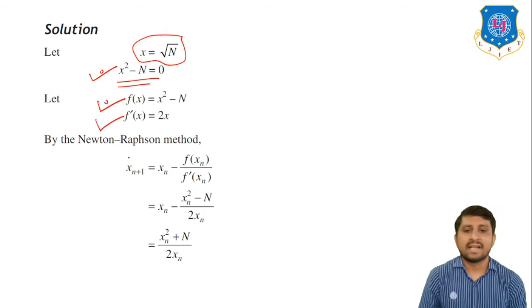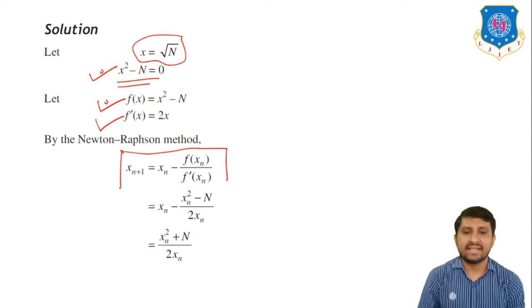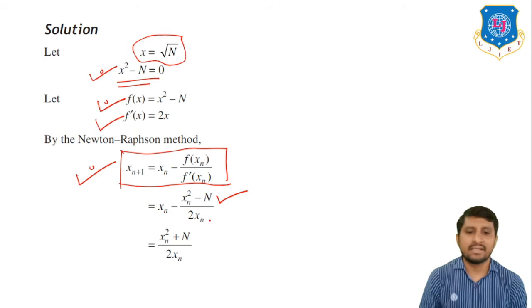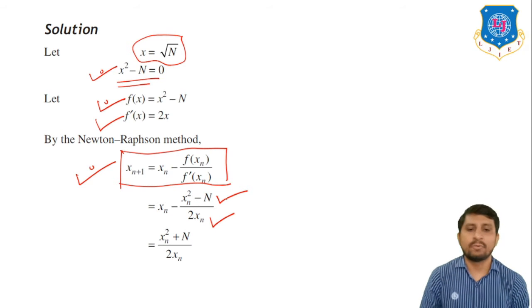Now this is my Newton-Raphson method formula: x(n+1) equals xn minus f of xn upon f dash xn. So this is the formula for the Newton-Raphson method. So this equals xn minus f of xn. What is f of xn? xn square minus n, upon 2xn.